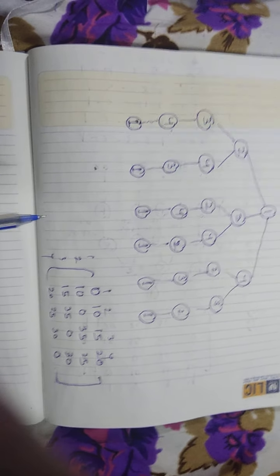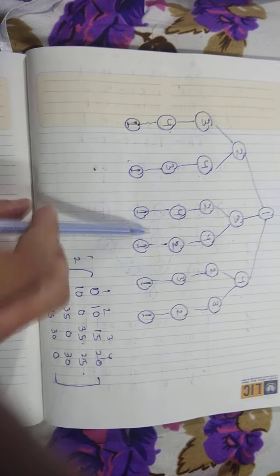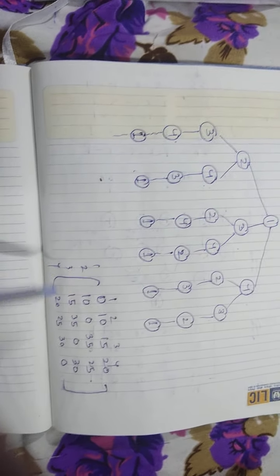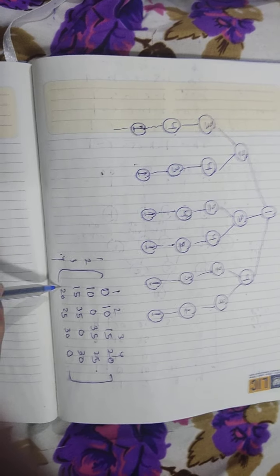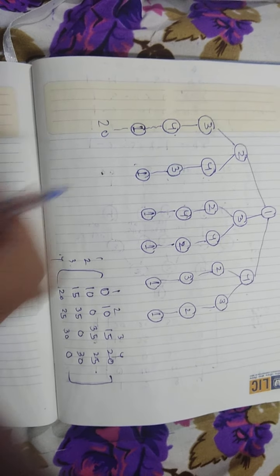So first, we have to start the bottom-up approach. Bottom-up approach means we have to find the cost here. What is the cost from 4 to 1? From this adjacency matrix, the cost is 20. Similarly 3 to 1, what is the cost here? The cost from 3 to 1 is 15.